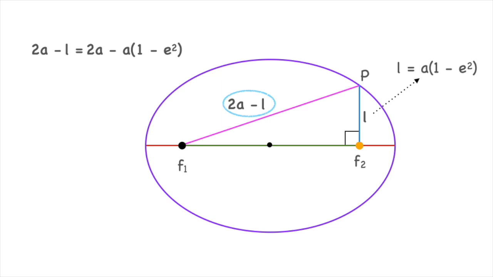2a minus L equals 2a minus a times the quantity 1 minus e squared. After some simple algebraic manipulations, we find that the hypotenuse equals a times the quantity 1 plus e squared. This is where things start to really get interesting.